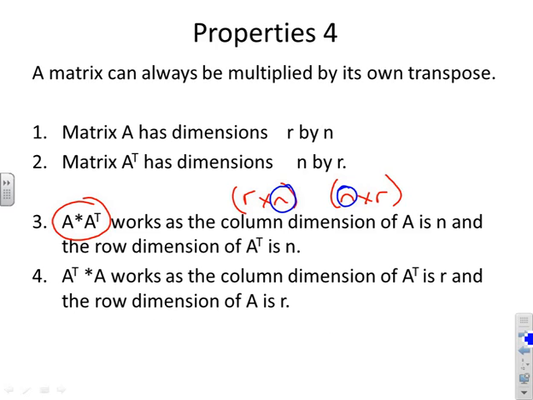What if you do it the other way around? A transposed times A. Well, now of course on the left you have n by r, and on the right you have r by n. So once again the adjoining dimensions, the column dimension of the left and the row dimension of the right, are the same. They're now both r. So both A times A transposed and A transposed times A are always defined.